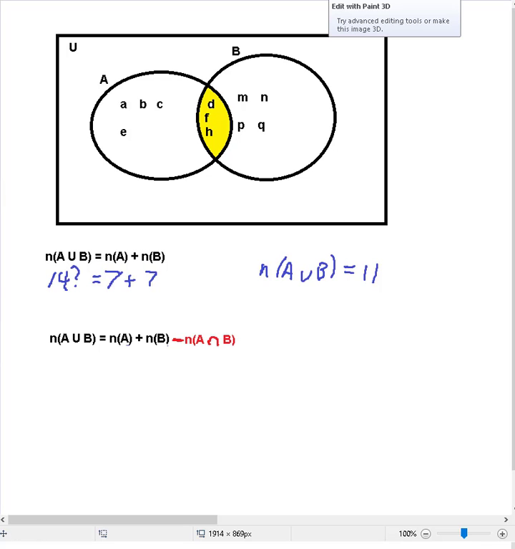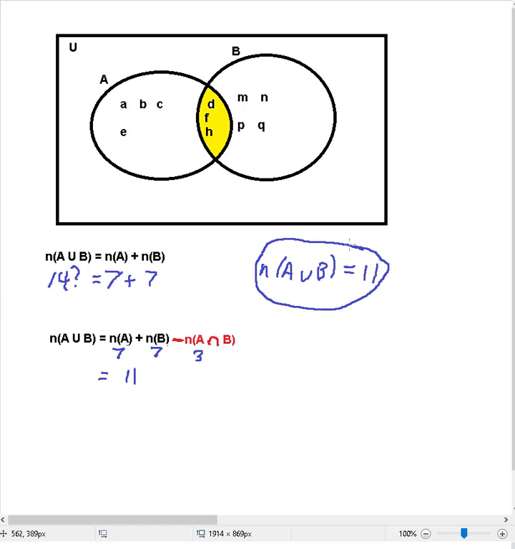So the cardinal number of A is 7. The cardinal number of B is 7. The cardinal number of this intersection up here is 3. So 7 plus 7 is 14, minus 3 is 11. And that's what we got over here. And that's what we'd get if we just counted each one of these things once. And that's the last thing in section 2.3.